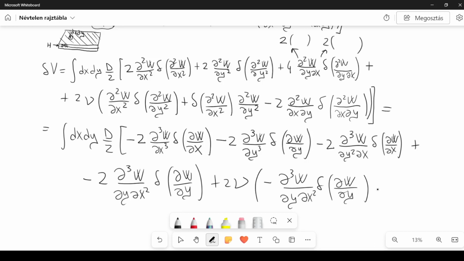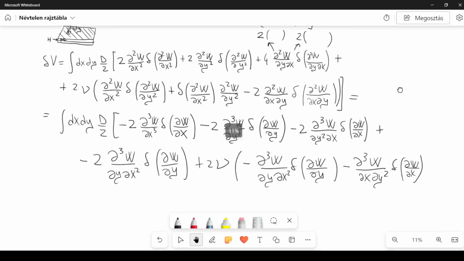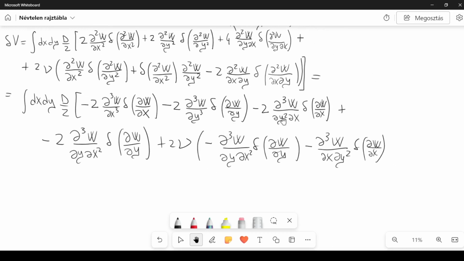and then I have minus d cubed w dx dy squared delta of dw dx, and then the last term here can be integrated by parts similarly to what we did here. I'm going to split this term in two parts. Basically, I have minus this, because you can see that we have this factor of 2. And one of them we can integrate over x, and the other one we can integrate over y.